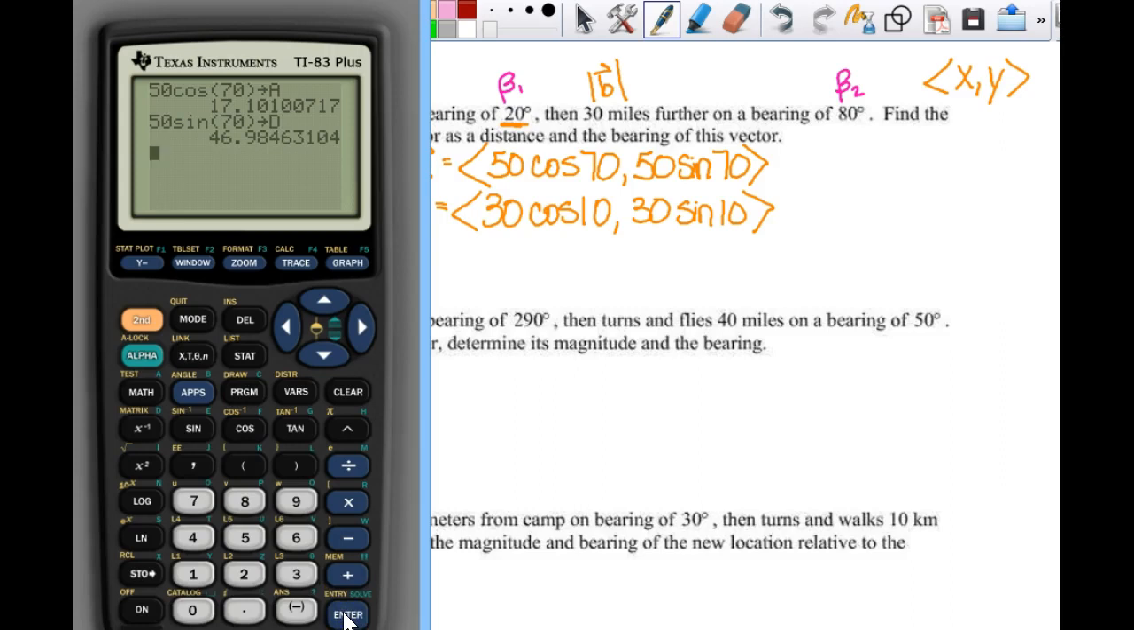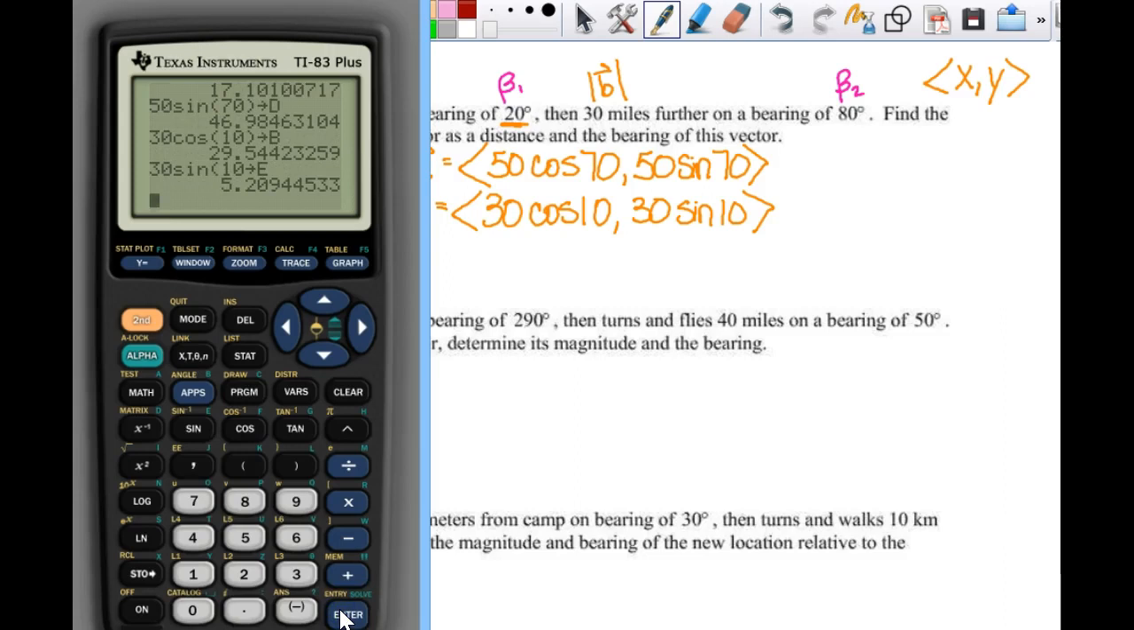And then I'm going to do the same thing for the 30. So 30 cosine of 10. I'm going to close my parentheses. I'm going to store it. Oops. I'm going to store it in B. And then 30 sine of 10, and I'm going to store it in E. Okay.